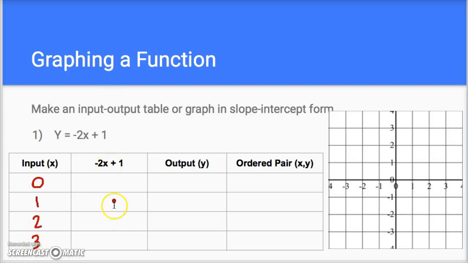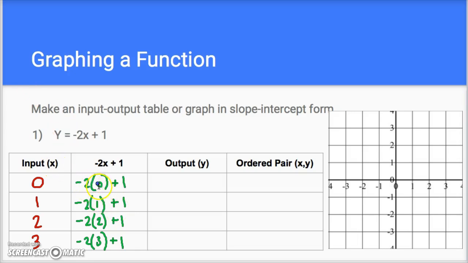For the function column, I'm just going to show that I am plugging each of these numbers in for X. So for this one, we have -2 times 0 plus 1. This we would have -2 times 1 plus 1. -2 times 2 plus 1. And -2 times 3 plus 1. For my output column, the numbers you're going to put here are basically what you get for your answer when you solve this.